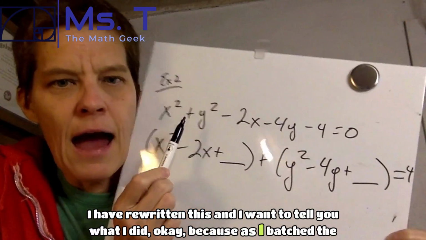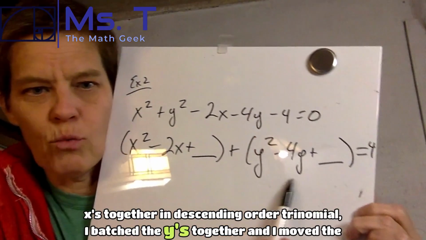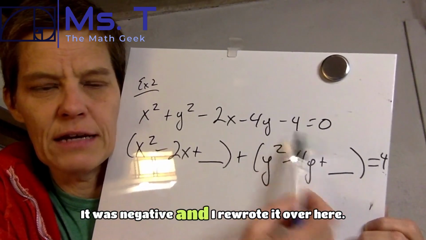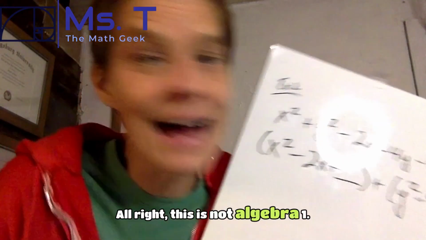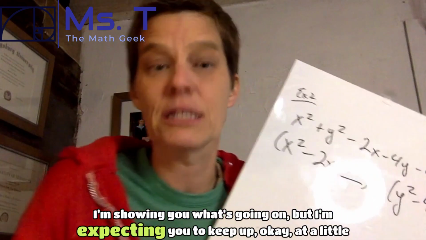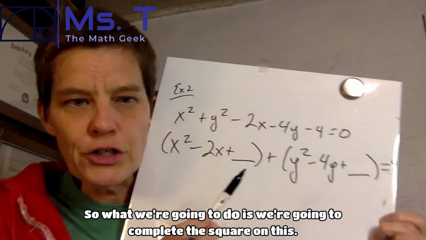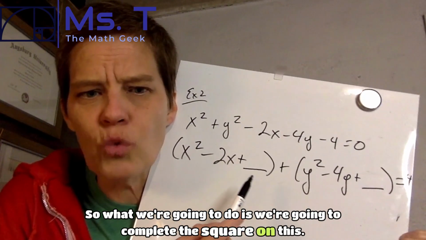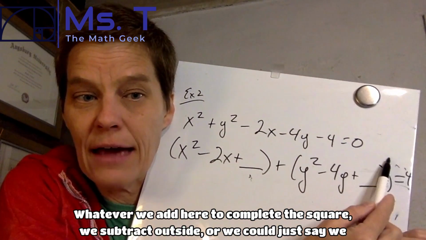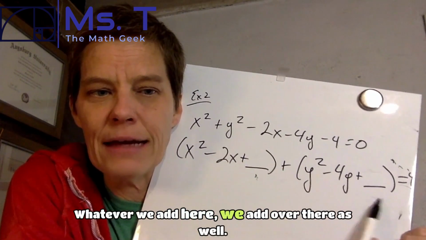Because I batched the x's together in descending order, the trinomial, I batched the y's together, and I moved the constant. It was negative, and I red rovered it over here. All right, this is not algebra 1. I am skipping a few steps. I'm not skipping steps. I'm showing you what's going on, but I'm expecting you to keep up at a little faster pace. So what we're going to do is complete the square on this. Whatever we add here to complete the square, we subtract outside, or we could just say we add it over there as well. It keeps it balanced. Whatever we add here, we add over there as well.